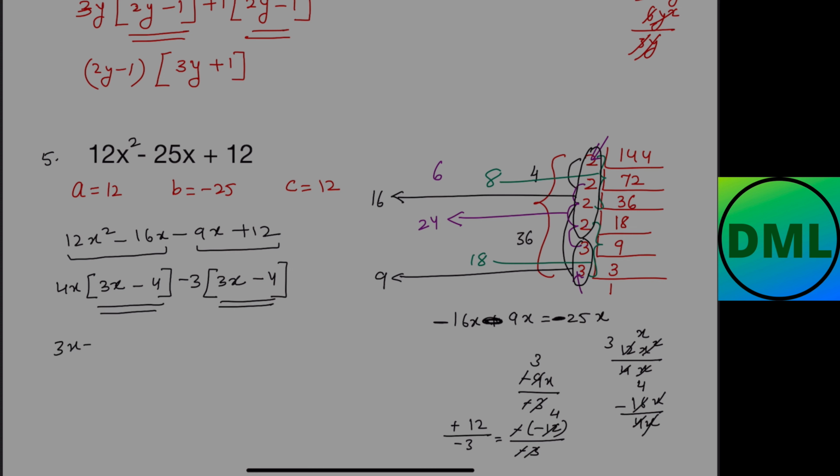Let's take out 3x minus 4 as a common factor. From the first term, 4x bracket 3x minus 4. 3x minus 4 is outside. You are left with 4x. In the second term, minus 3. 3x minus 4 is outside. You are left with negative 3. Let's write down both the values here. Plus 4x minus 3. These are the factors of my quadratic equation.